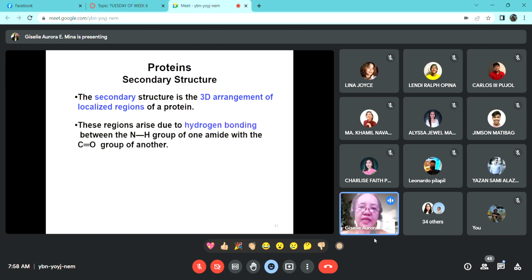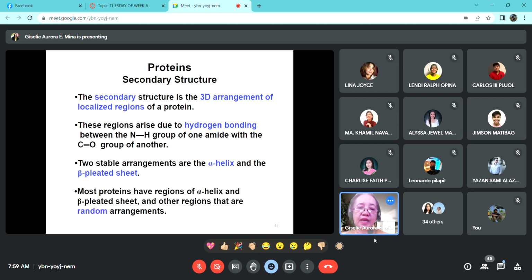The second type is the secondary protein structure. The secondary structure is the 3D arrangement of localized regions of a protein. These regions arise due to the formation of H bonds between the amino group and the carboxyl group of another amino acid. Two stable arrangements result from this secondary structure. You have the alpha helix and the beta pleated sheet.